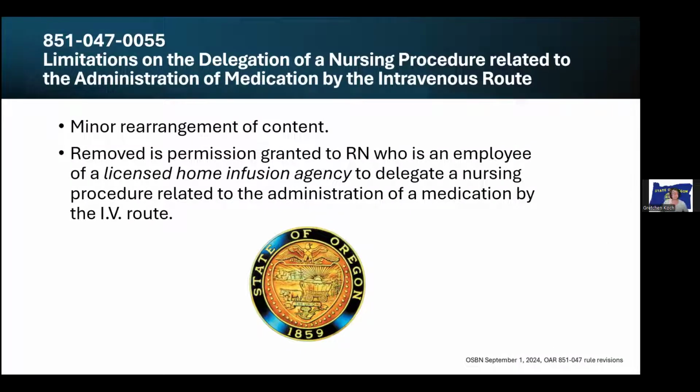Okay, so this brings us to rule number 0050. And this is where we talk about limitations on delegation of nursing procedures related to the administration of intravenously administered medications, or medications administered by the intravenous route. So within this section, aside from minor revisions on content reorganization, the major revision is actually the removal of permission for the RN who is an employee of a home infusion agency to delegate the administration of medications by the intravenous route. And the reason for this is that the state of Oregon currently does not license home infusion agencies. So it was kind of a non sequitur, so that was removed.